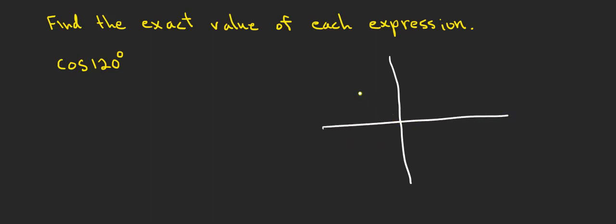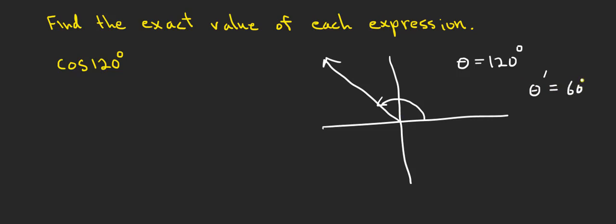120 lies in the second quadrant. This is a terminal side, and this is theta right here. Theta in this case is 120 degrees. Now what is a reference angle? This is a reference angle right here, from the terminal side to the x-axis. And theta prime, which is the reference angle, is 60 degrees. So our reference angle is 60.